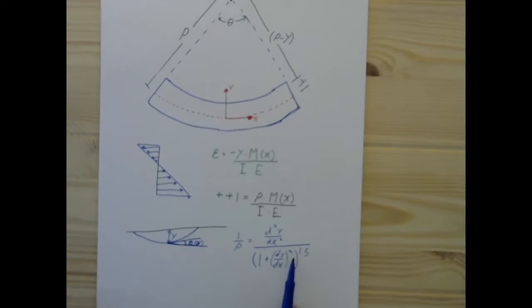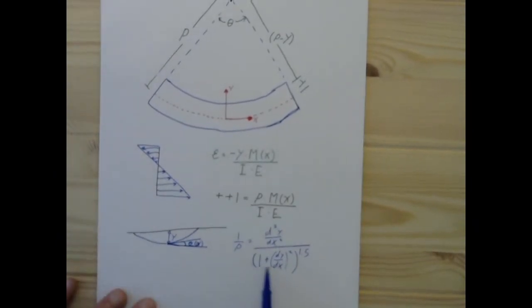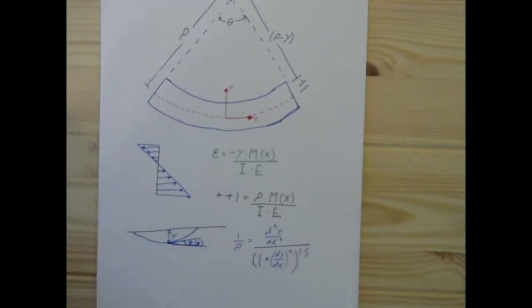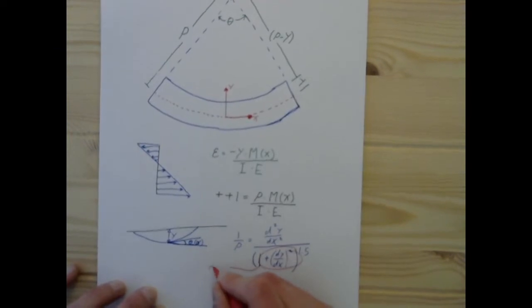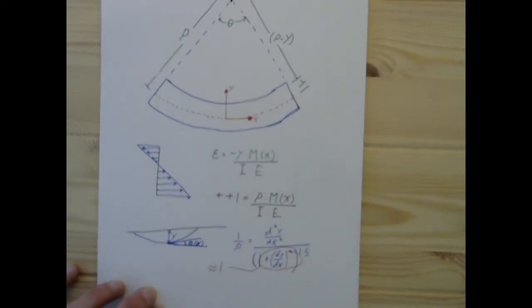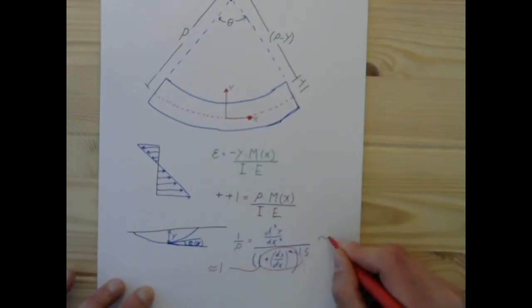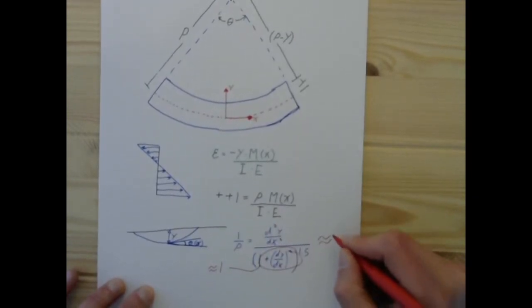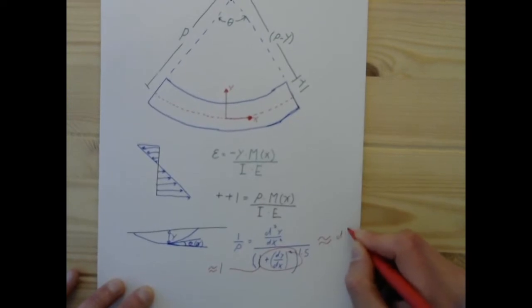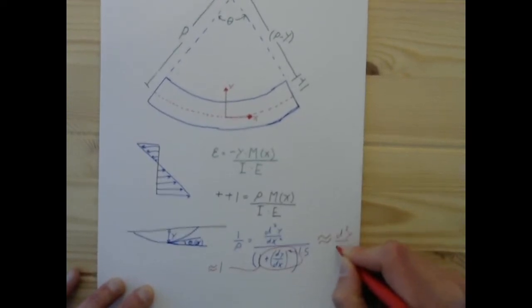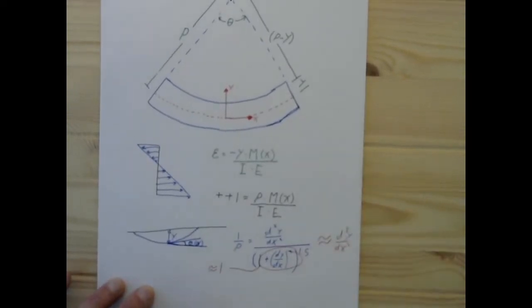And then we're squaring it, and then we're adding 1 and taking that to the 1.5 power. So all of this is approximately equal to 1. So we can go ahead and say that this is approximately equal to the second derivative of the deformation.